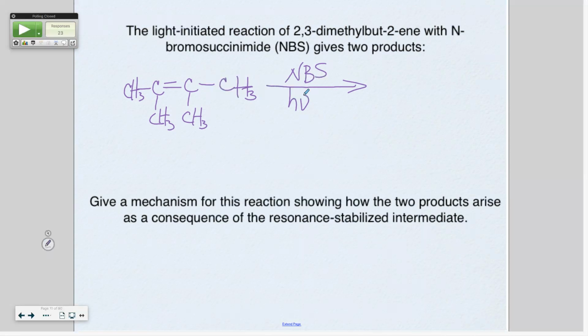But we get 2 products. The 2 products that we get, one is going to be this. Does it matter which methyl I pick to make this? Every one of them would be the same, right? All 4 of those methyls are equivalent. The thing is, that's not the only product. The other product that you get looks like this.